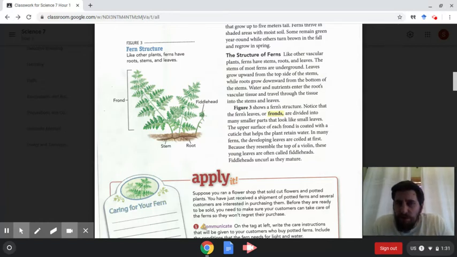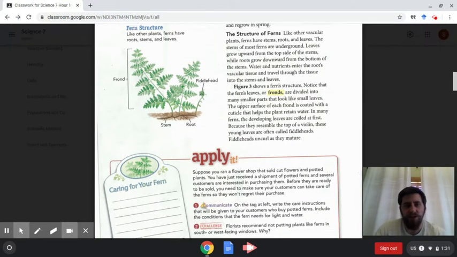In many ferns, the developing leaves are coiled at first because they resemble the top of a violin. These young leaves are often called fiddleheads. Fiddleheads uncurl as they mature. So some extra information you don't necessarily need to know there, but some interesting stuff.